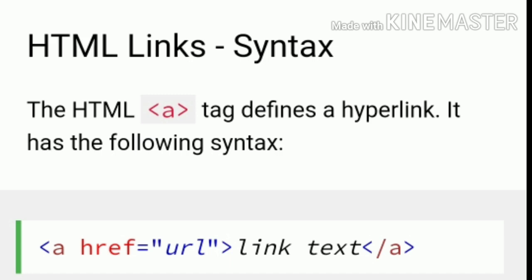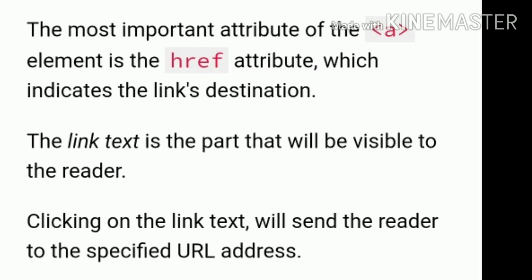The most important attribute of the a tag element is the href attribute, which indicates the link destination. The link text is the part that will be visible to the reader. Click on the link text and it will send the reader to the specified URL address.